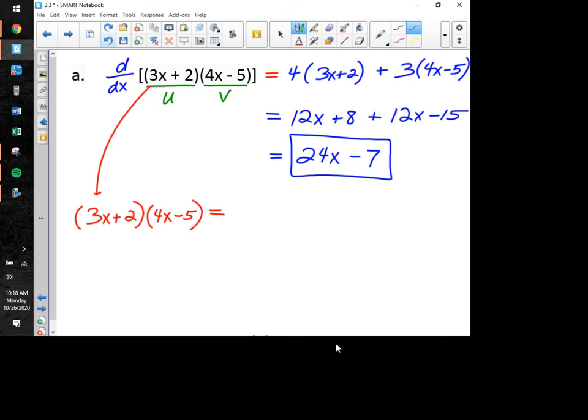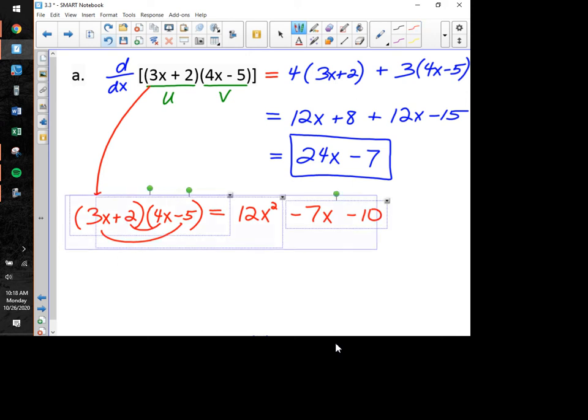So let's do that. The original function could be rewritten now as 12x squared. Let's see, outer product is a minus 15x. Inner product is a plus 8x. That's going to be a minus 7x. And the last product is going to be a minus 10. And so, therefore, how do I want to denote this, everybody? I don't love my notation right here.